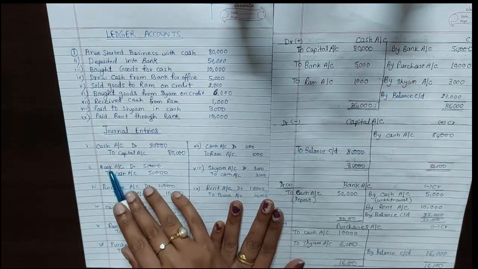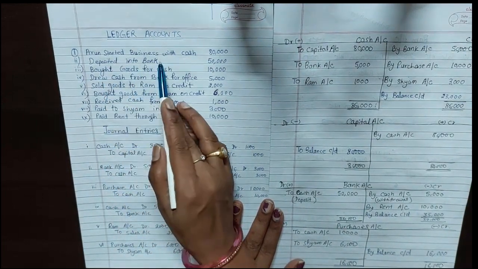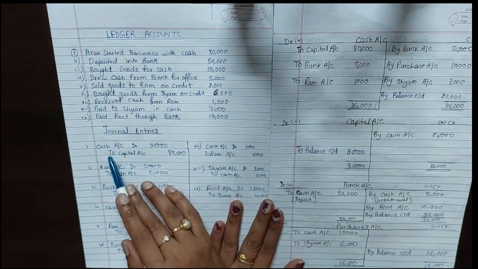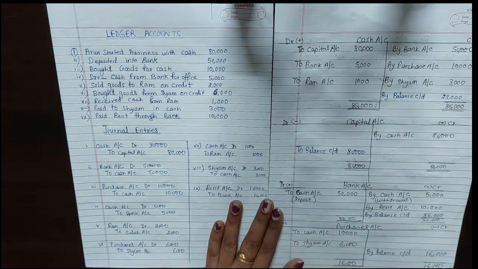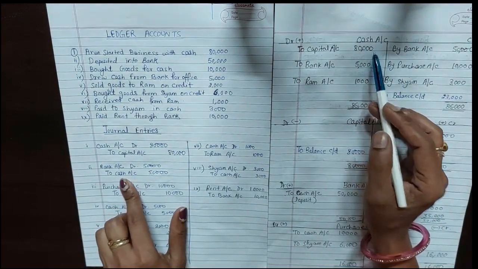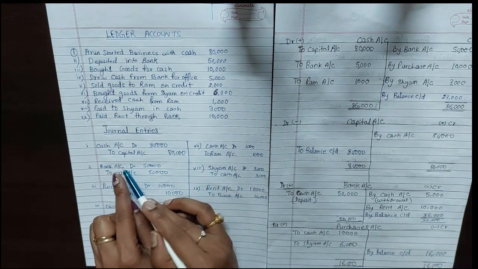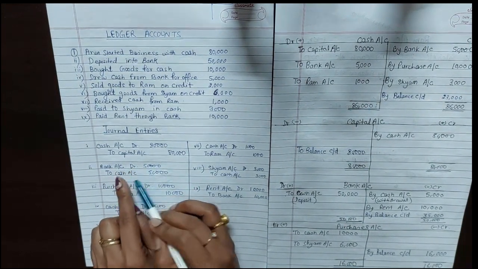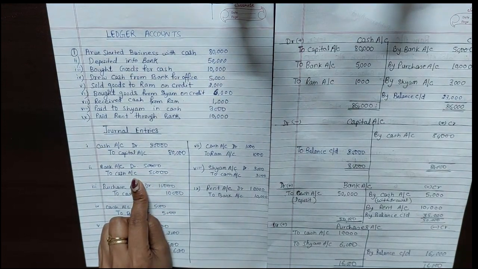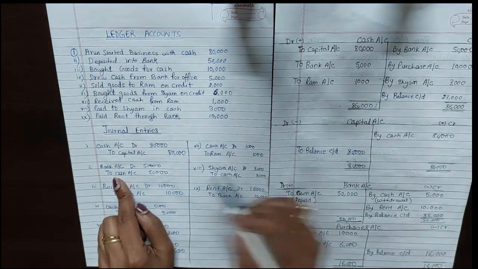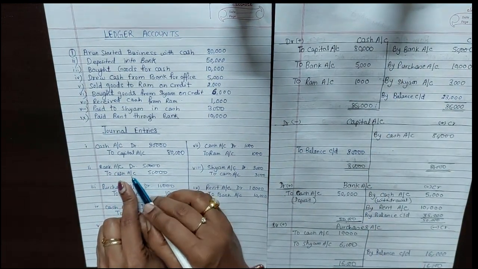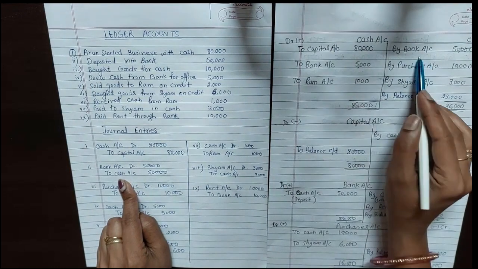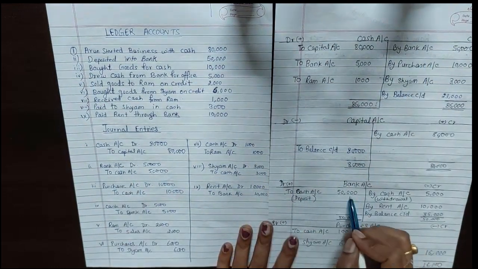Now next is what? Deposited into bank. In this, two accounts are involved again, bank and cash. So I know debit means plus and credit means minus. Again here bank and cash. What will I do? Bank account debit means what? To cash account, because you are depositing cash into the bank. So what is the entry? It will be the opposite: here in the cash account by bank, and in the bank account to cash account because of the deposit.